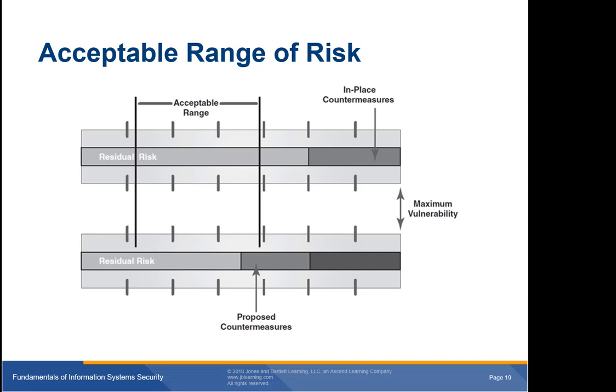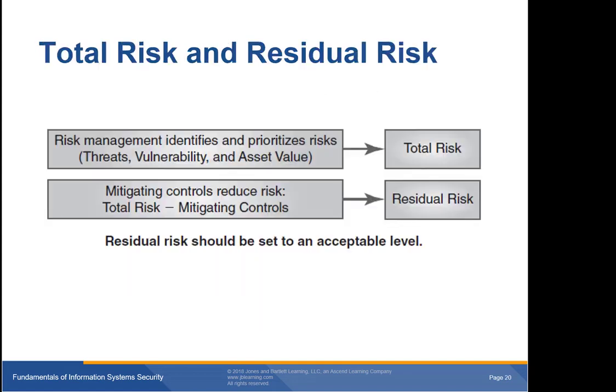Total risk is the combined risk to all business assets. Residual risk is the risk that remains after you have deployed countermeasures and controls. Risk minus mitigating controls equals residual risk. Applying countermeasures and controls reduces risk but does not eliminate it.